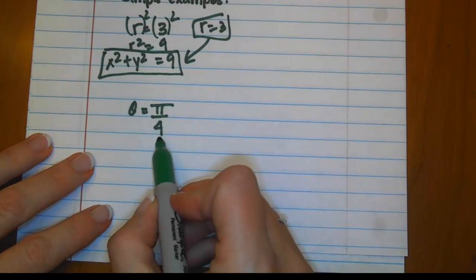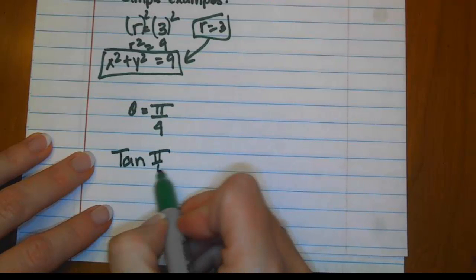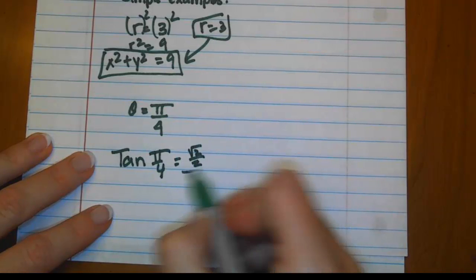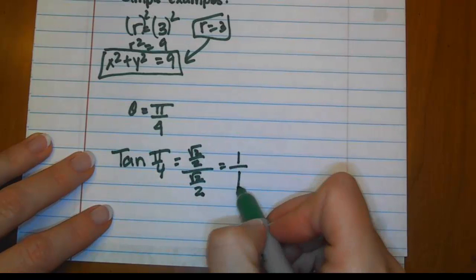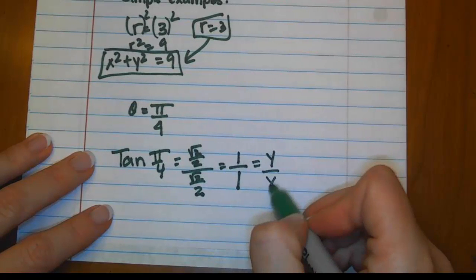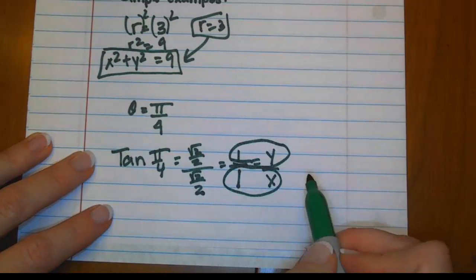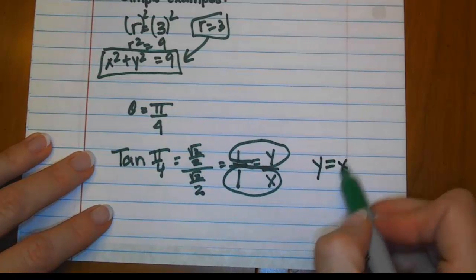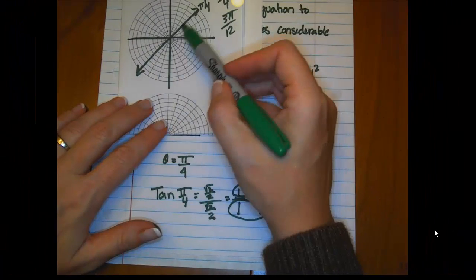Well, a way that we can think about this is if theta is equal to pi over 4, let's think about it in terms of its tangent. The tangent of pi over 4 is equal to root 2 over 2 over root 2 over 2, which is equal to 1 over 1. Isn't that equal to the y-coordinate over the x-coordinate? So my y is equal to 1, my x is equal to 1. So when I put this in rectangular form, doesn't y equals x? And if you think about this from a polar perspective, isn't that a perfect 45-degree line?